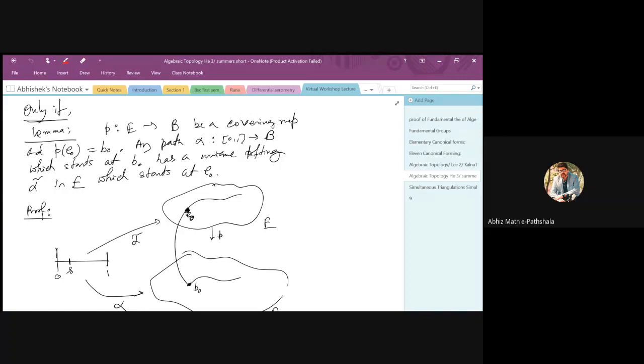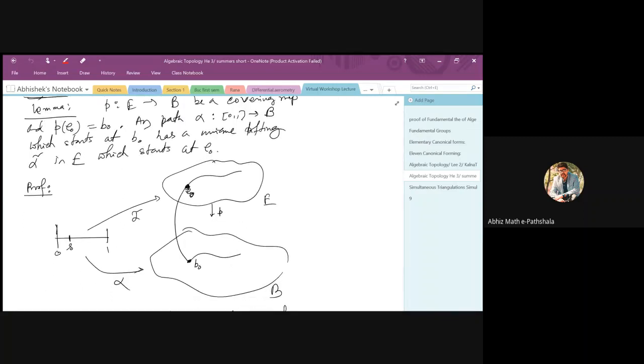That is the lemma which tells us that if P is a covering map from a space E onto B, such that we fix a point e naught and its image P of e naught is b naught, as you can see in the picture, and any path alpha from 0 1 to B which starts at b naught, so this is your alpha, then this alpha has a unique path lifting alpha tilde in E which starts at e naught. That is where we fix the point in E.